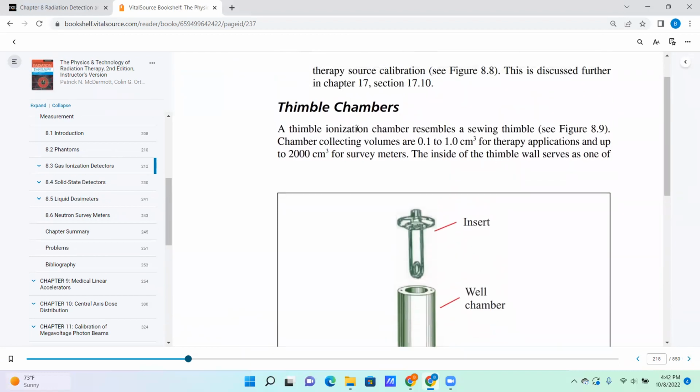Thimble chambers. A thimble ionization chamber represents a sewing thimble. The chamber collecting volumes are pretty small, 0.1 to 1 cubic centimeter for therapy applications and up to 2,000 for survey meters.